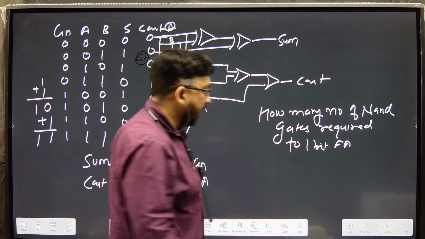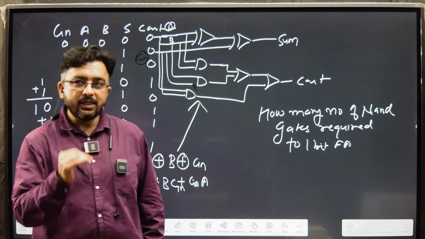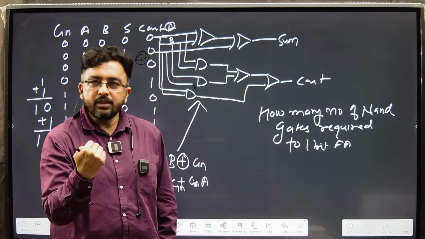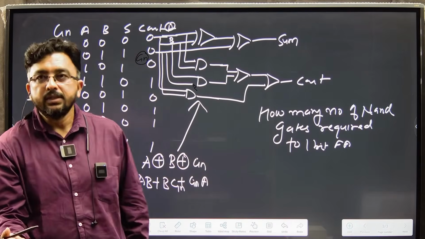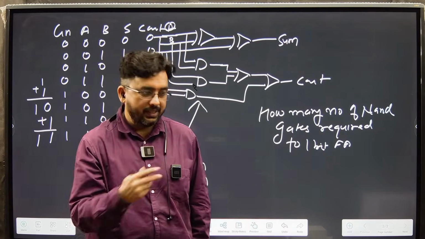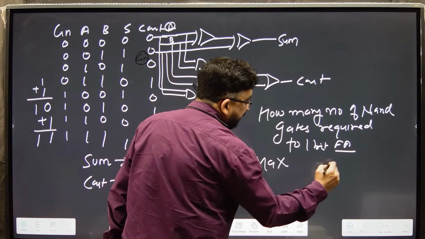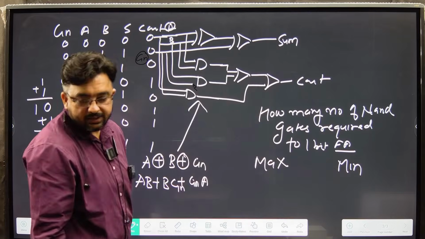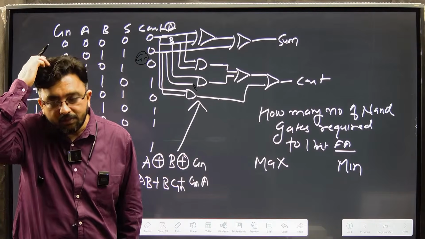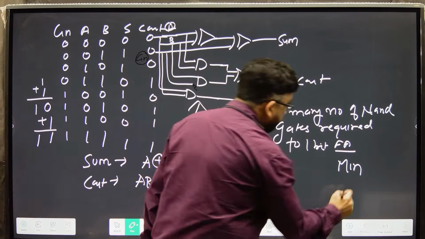Now the question is, I will add two more things because you have not asked me. If I am an interviewer and you are my student, then you have to ask me, sir, are you asking about maximum or minimum? You want to know the maximum number of NAND gates or the minimum number of NAND gates? Now, still any idea? 18. No, 12 again. Is 12 the maximum or minimum, or is 18 the maximum or minimum? Shubham, you are telling me 12 is a minimum.